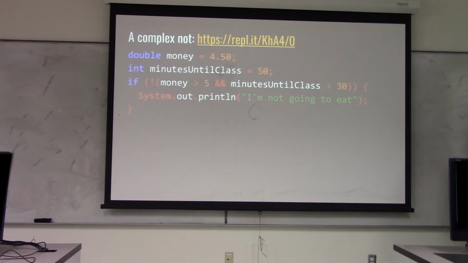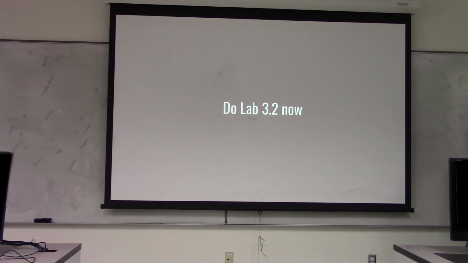This is a more complicated one that is a pretty good example of something you should never do, but just to show you, you can have a not that inverts a complicated condition as well. You're not going to need to do anything like this on the lab, it's for demo purposes. That should really be all you need for 3.2.